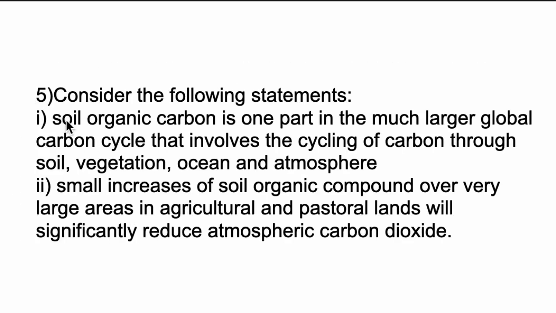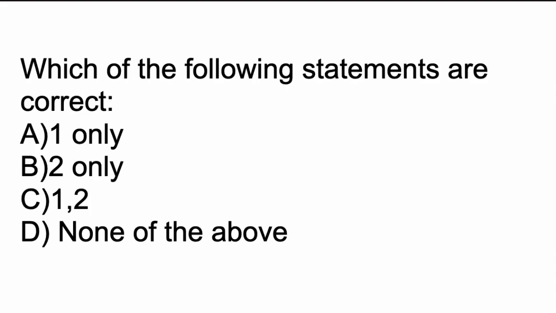So here, soil organic compound involves the cycling of carbon through soil, vegetation, ocean and atmosphere. The first statement is correct. And there is a study that if agricultural areas and pastoral lands increase, then there is a higher chance that atmospheric carbon dioxide decreases. So both these statements are correct. Option C is the correct answer.